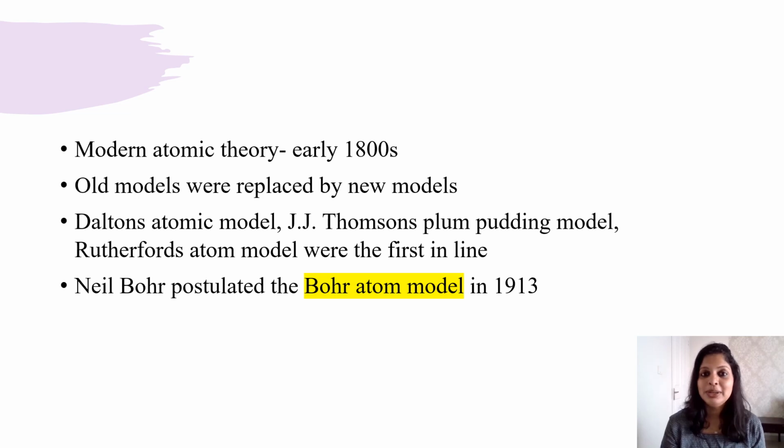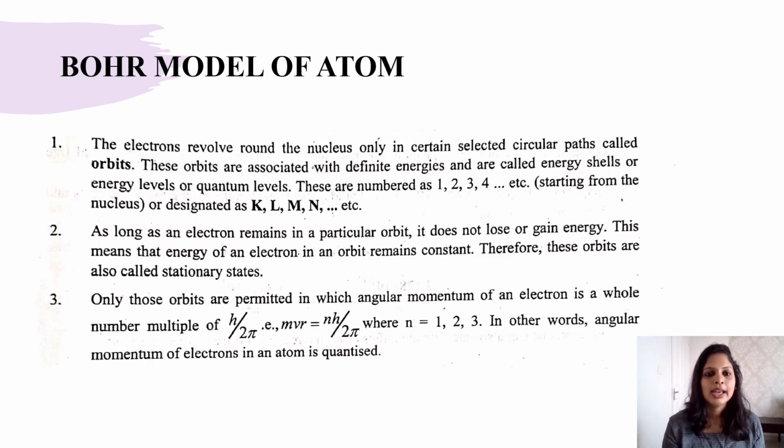And today we will be discussing one of the most important theories, proposed by Niels Bohr, and it is called the Bohr atom model. It was proposed in the year 1913. So let's go straight into the Bohr model of the atom.